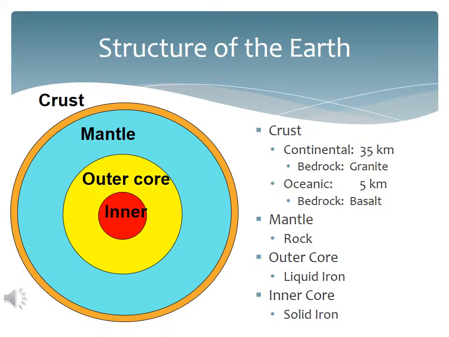The Earth has a thin, rocky crust. The continental part of the crust is a good bit thicker than the oceanic part of the crust. Chemical composition is a little bit different as well, the continental crust being made up of granitic type bedrock and the oceanic being made up of basaltic type bedrock.